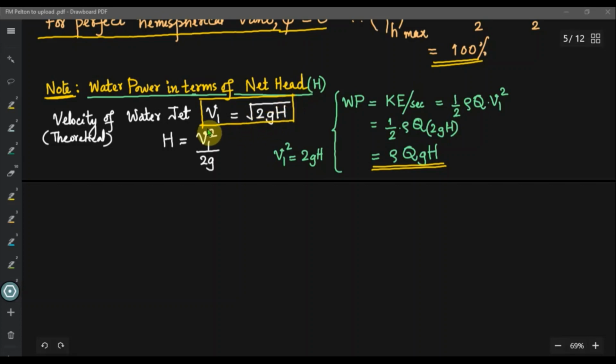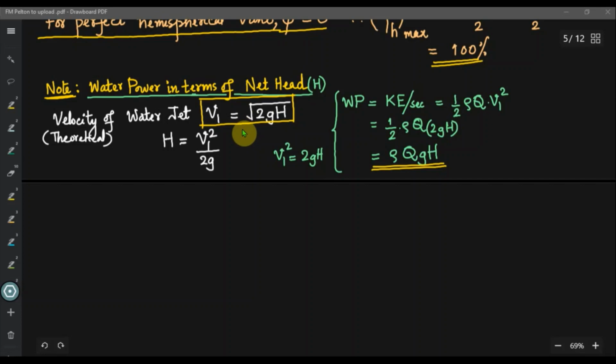In actual practice, the actual velocity of the jet will be Cv into root of 2gH. That is, we will multiply this theoretical velocity by a constant coefficient for the nozzle, that is called coefficient of velocity for the nozzle, Cv. And the value of Cv ranges between 0.95 and 0.99. If you are asked to assume a value, then you can take Cv is equal to 0.98.